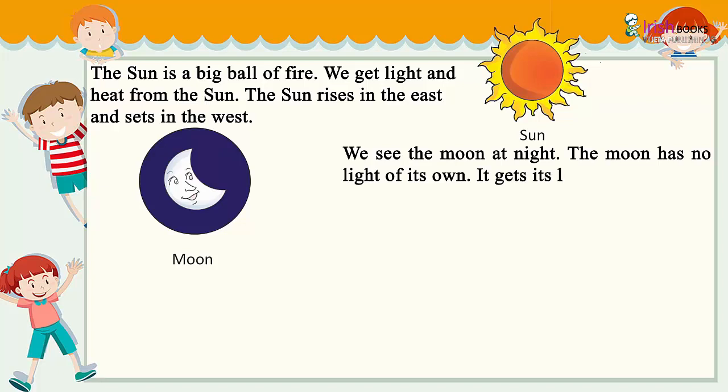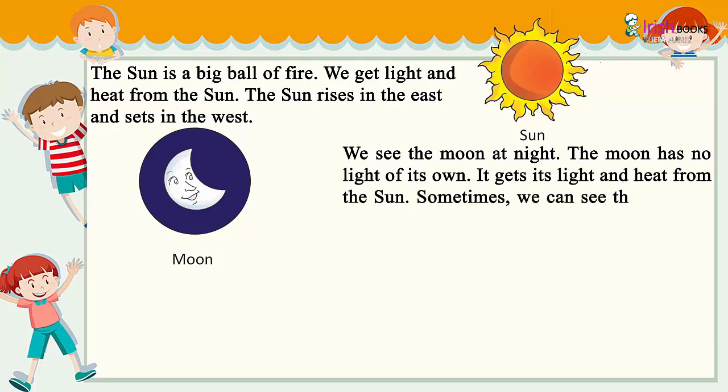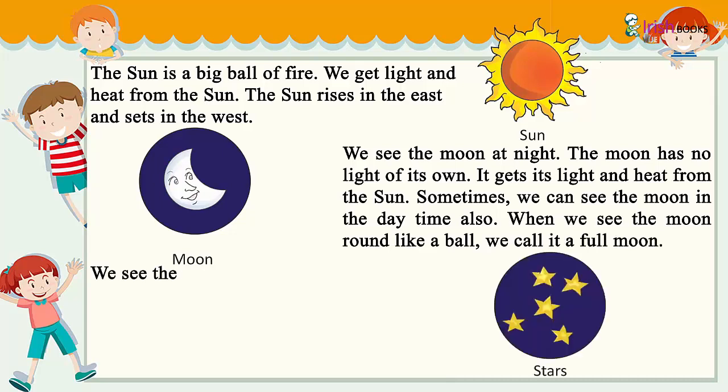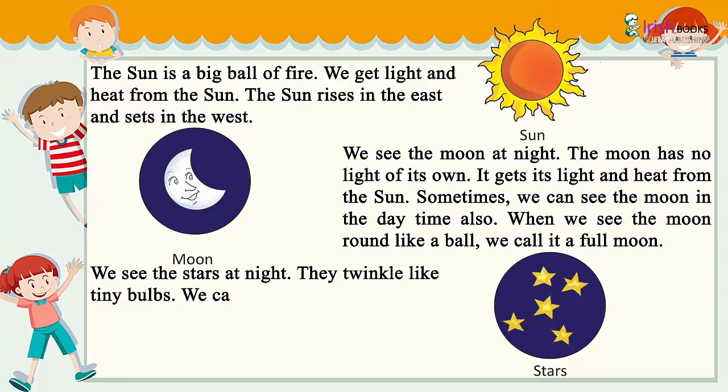The moon has no light of its own. It gets its light and heat from the sun. Sometimes we can see the moon in the daytime also. When we see the moon round like a ball, we call it a full moon. We see the stars at night.